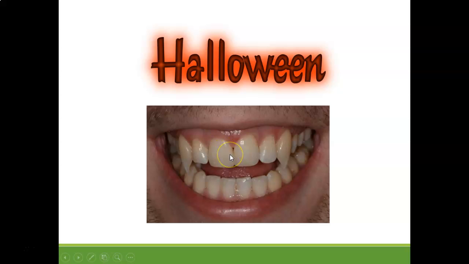And Halloween. This is late because Halloween is past. I think they must have given this presentation sometime before Halloween, but I don't think those teeth are real. Do you think that they just added all of that? I think they did.